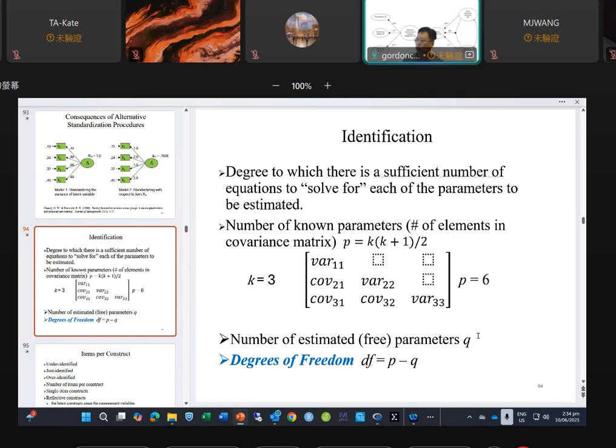The number of estimated parameters is q. How many parameters do you want to estimate? Degrees of freedom, df. Yesterday, when we talked about the chi-square, we had degrees of freedom. Degrees of freedom equals p minus q.